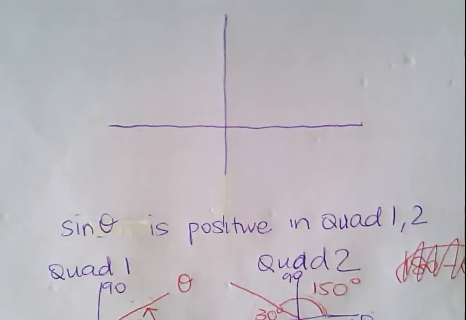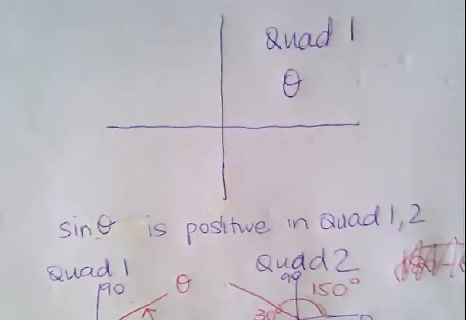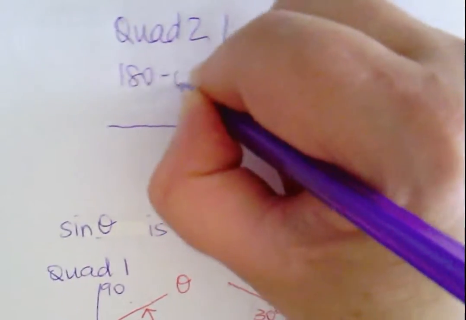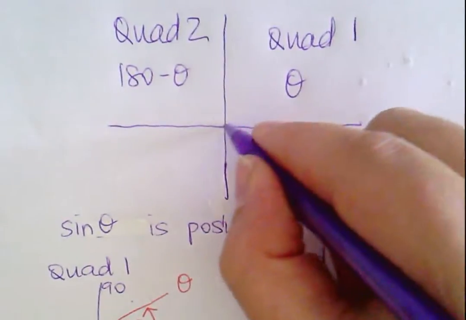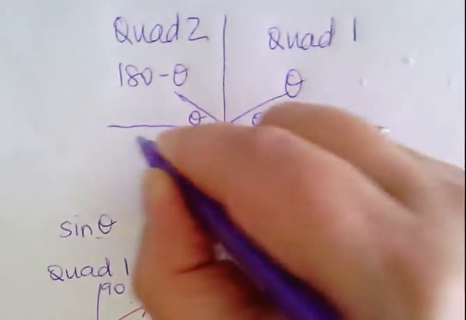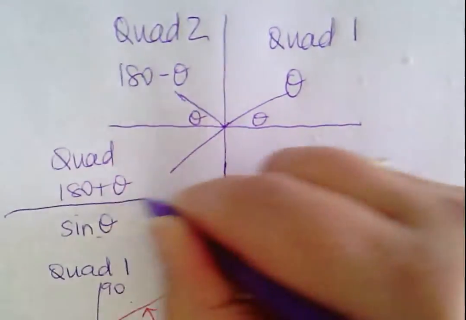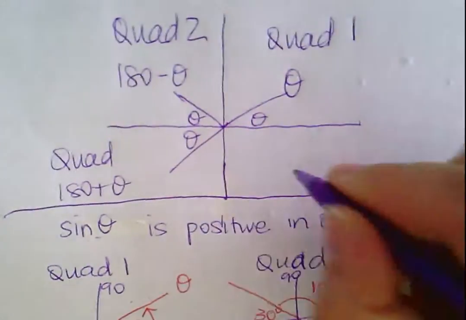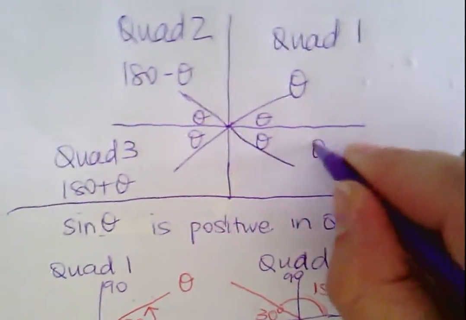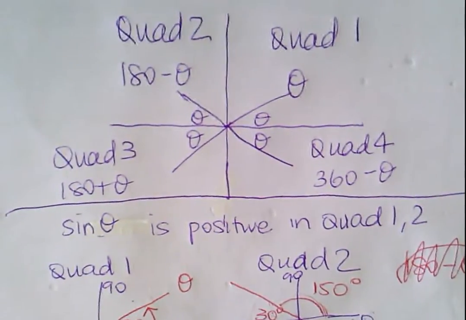Just watch what I'm going to do here. Quadrant 1 is theta. Quadrant 2, you might even draw another diagram, is always 180 minus theta. Now, where is the theta? It's in there. Quadrant 3 is always 180 plus theta. That's how we write it. And quadrant 4, and the thetas are in there. Quadrant 4 is always 360 minus theta.